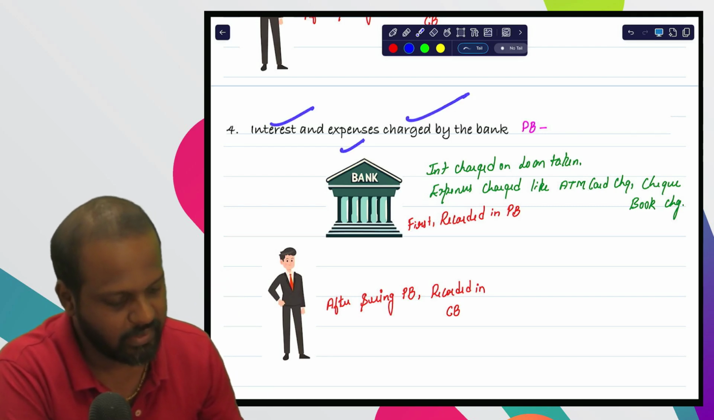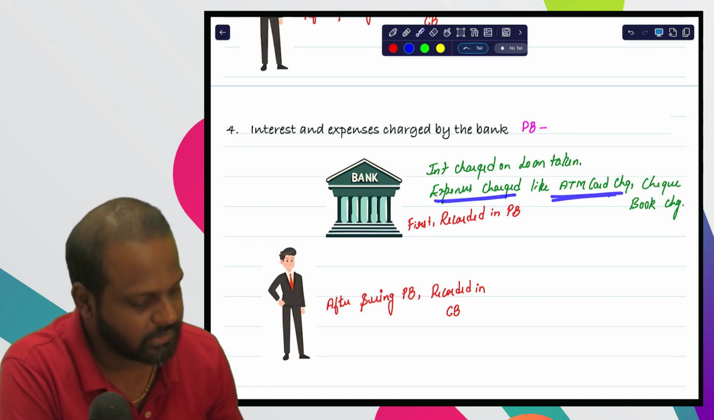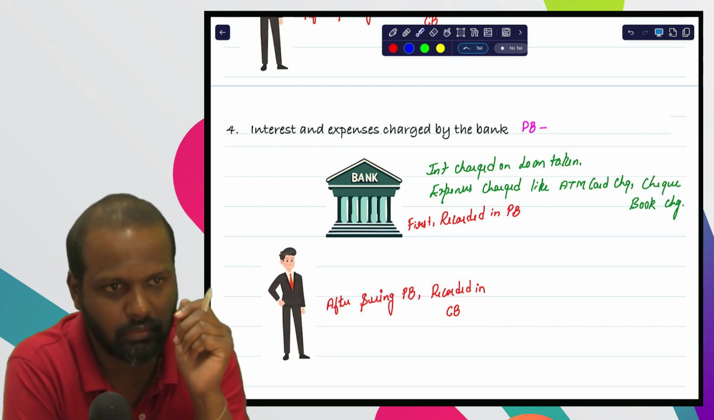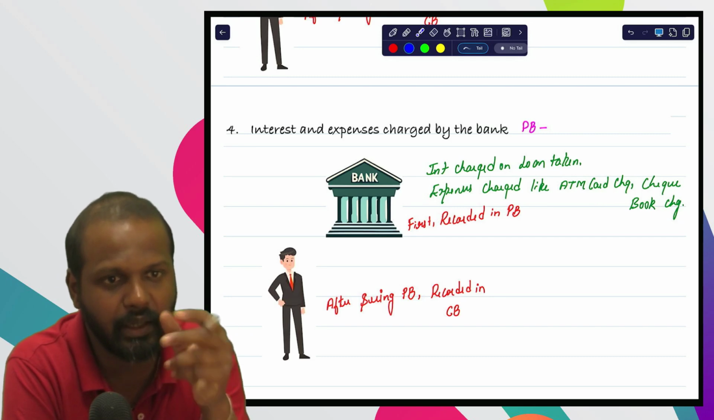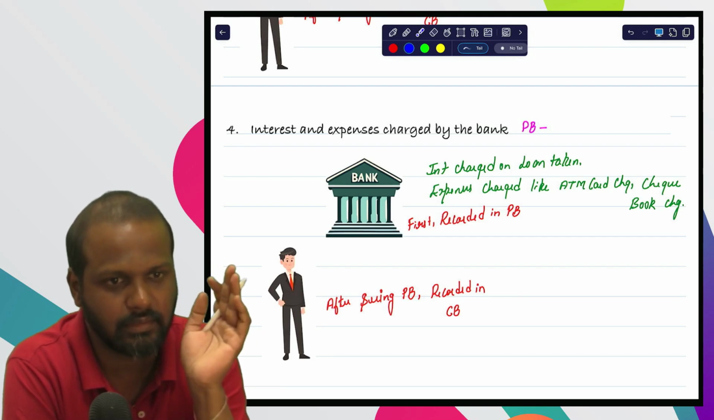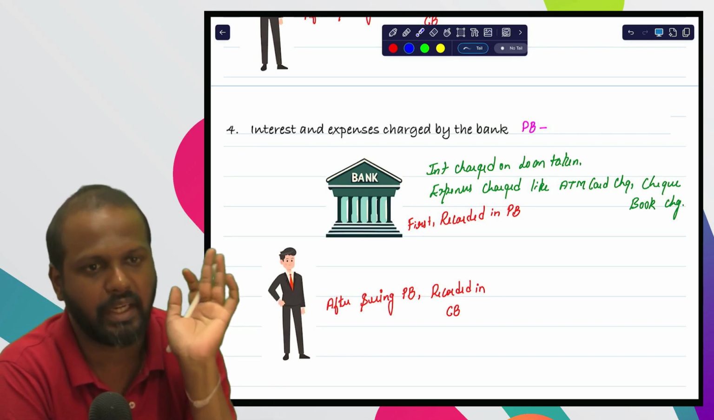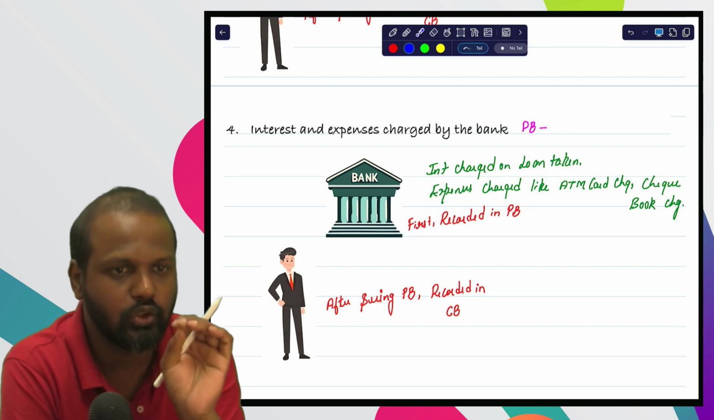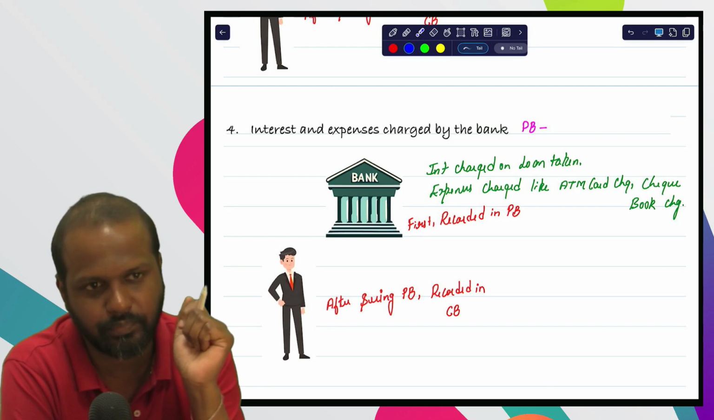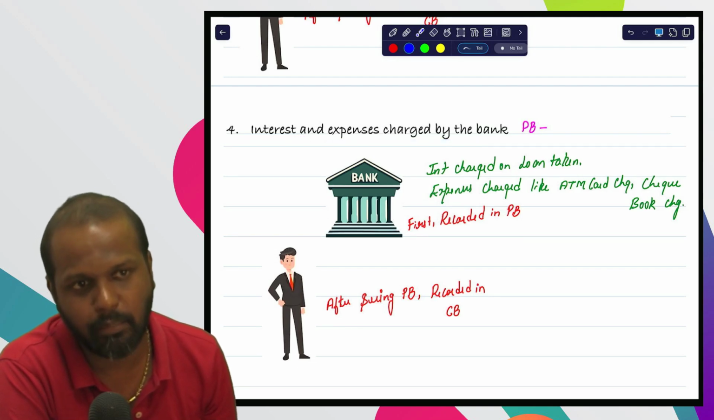Interest charged by the bank. Expenses charged by the bank. Expenses charged like ATM card charges, checkbook charges. Let's say you want a new checkbook, new passbook, or any ATM card maintenance charges, annual maintenance charges. For that, they deduct from your bank balance. After I see the entry in passbook, then I will also do the entry in cash book. Assuming that till now we have not seen the passbook, you will find the entry only in passbook but not in cash book.